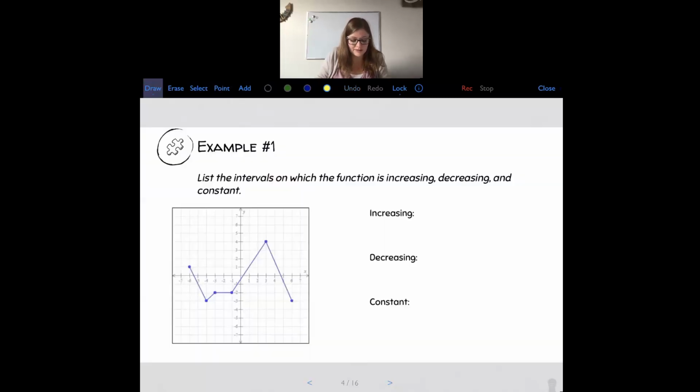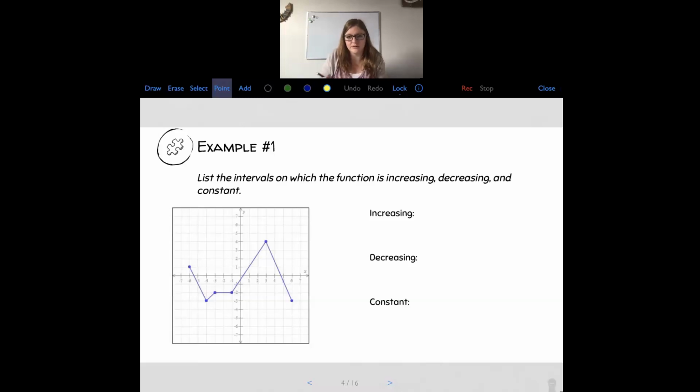So example 1, list the intervals on which the function is increasing, decreasing, and constant. Just as we start looking at the graph, I said we read it left to right, so we'd start on the left-hand side. The function goes down, so decreasing. Goes up, increasing. Stays the same, constant. Goes up, increasing. Goes down, decreasing. Notice, from x negative 1 to 3, our graph is going up, and the y values are getting bigger from negative 2 to 4. And you can do the same with decreasing and constant.